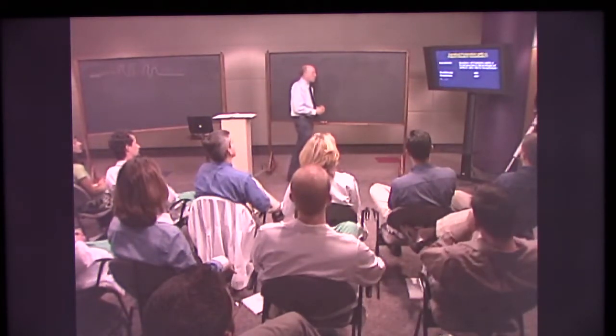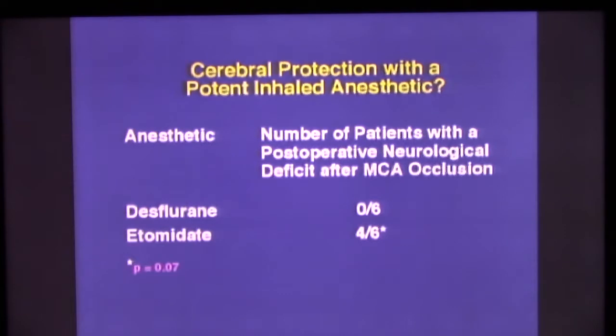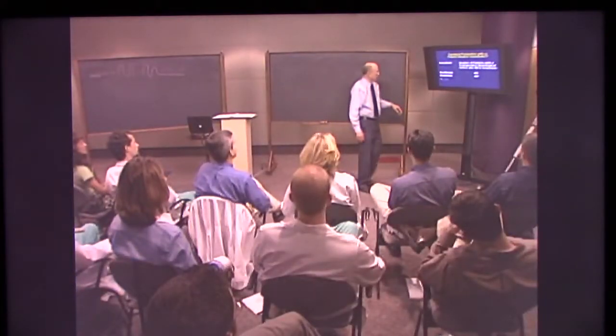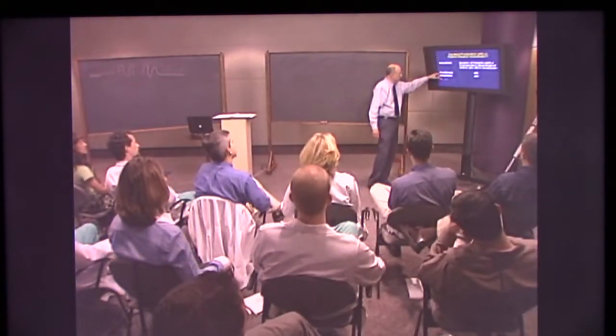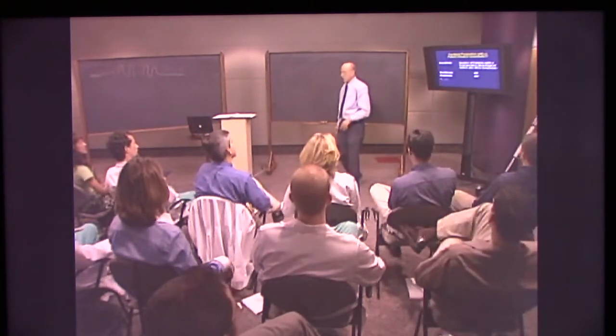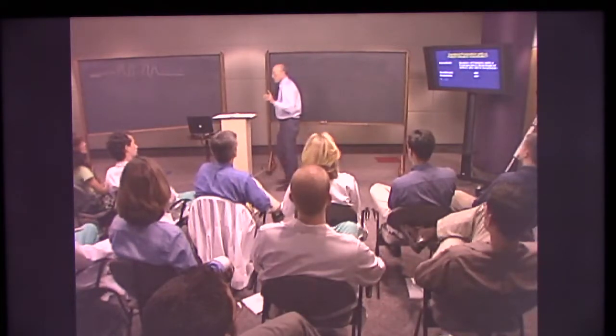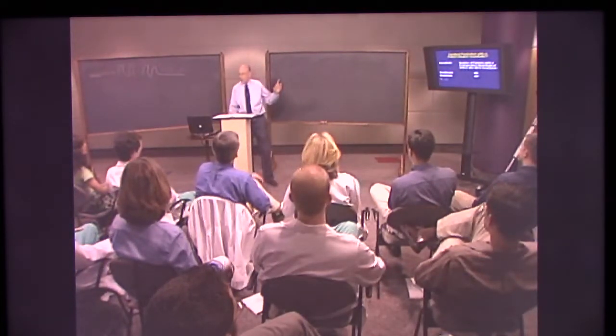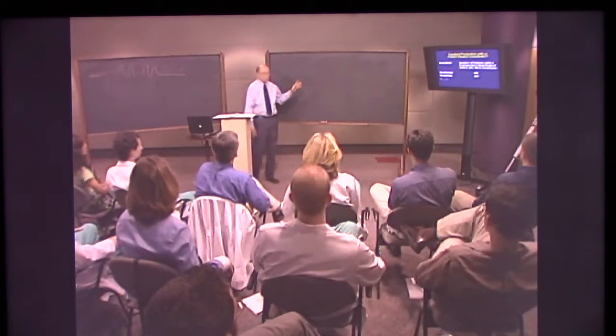And the number of patients after such surgery with postoperative neurologic deficit is 0 with desflurane out of 6 and 4 out of 6 with etomidate. Now, this study wasn't continued beyond that. The significance level of the difference between those two approached significance but didn't reach significance. I would believe, and this has been studied, that all the potent inhaled anesthetics will have this protective effect relative to a drug like etomidate or a drug like thiopental. And they all will serve our patients well.